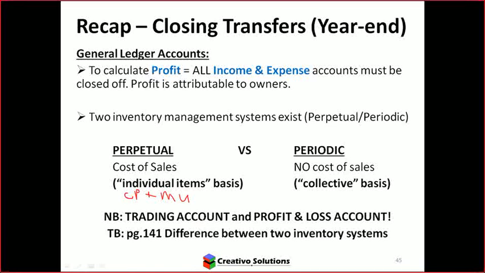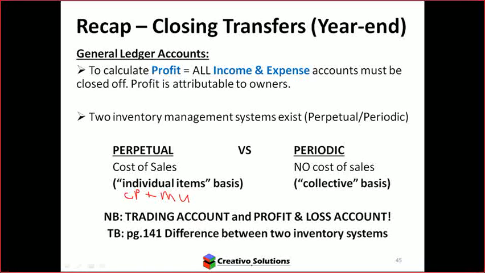A periodic has no cost of sales, and it's collective. Okay, meaning what type of businesses would use that system? Companies that have a lot of stock. Good. For example? Macro, Pick n Pay. Good. Big retailers are definitely going to be using a periodic system because for them it'll be nearly impossible to keep track of every item all the time.